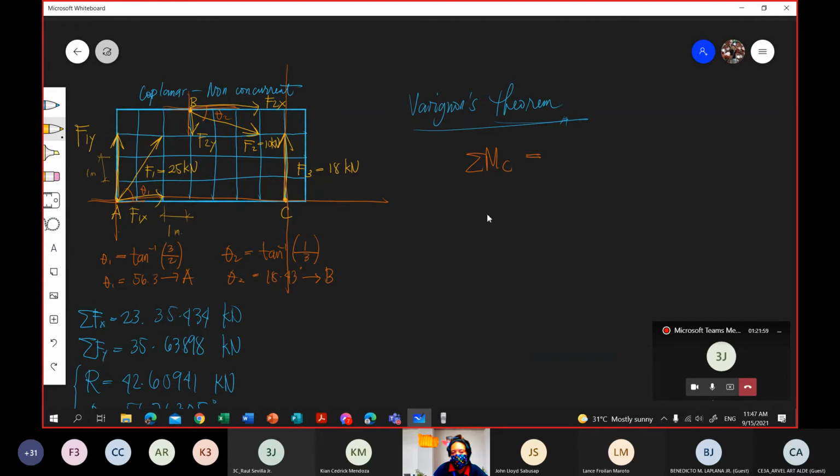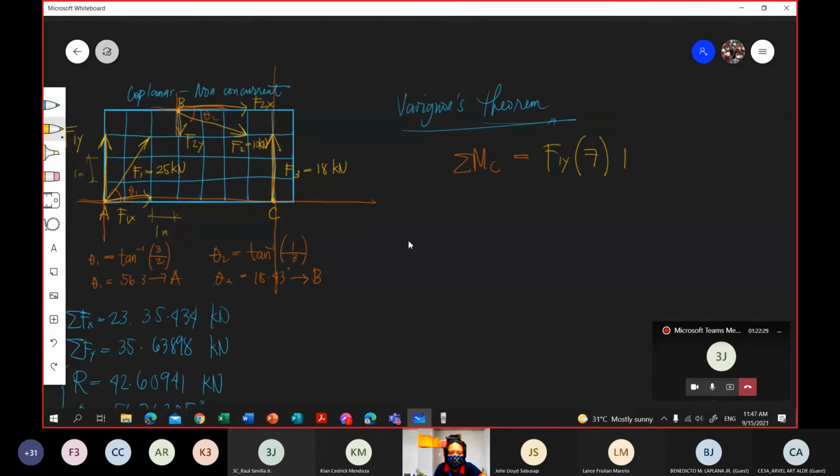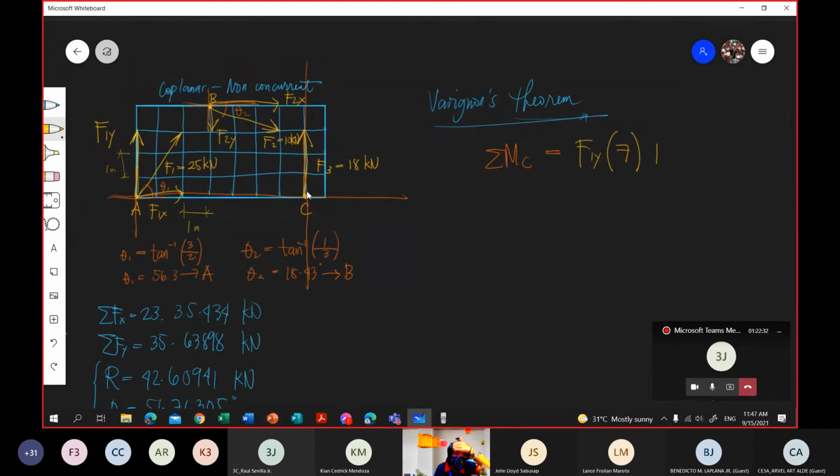Okay. So F1y multiplied by its moment arm from the reference point. This is your reference point, this is your F1y. So that is 1, 2, 3, 4, 5, 6, 7. So that is 7 units or 7 meters. Plus, take note, we are taking clockwise as the positive moment. Since F1 is upward, it is adjacent to our reference point.